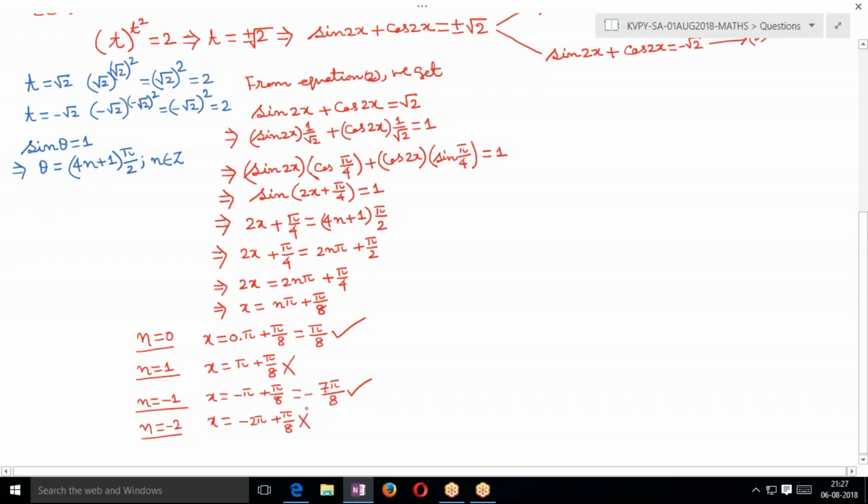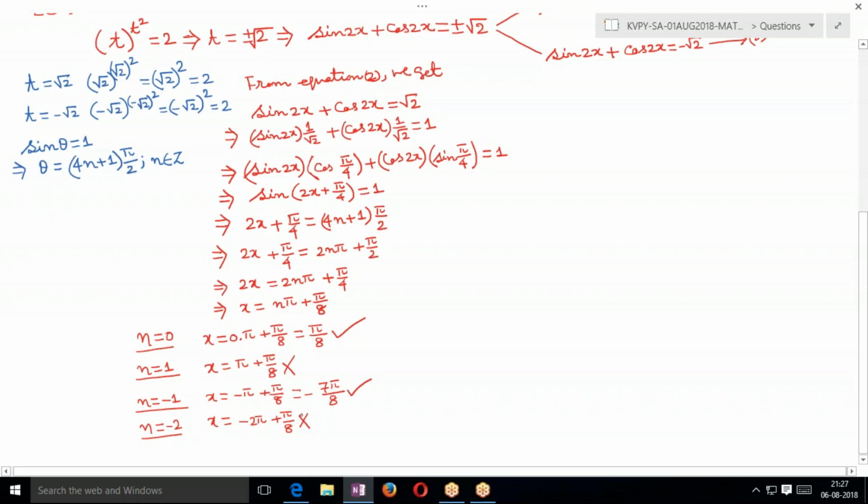Now as we get a break at n equal to minus 2, that means there is no solution in between minus pi to plus pi. It is not required to proceed further with n equal to minus 3, minus 4, the way I explained for the positive integers.